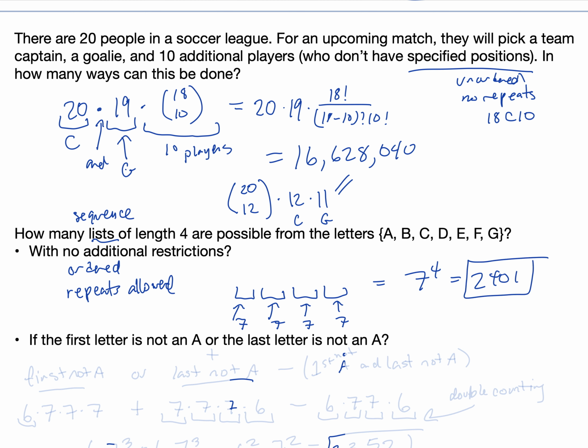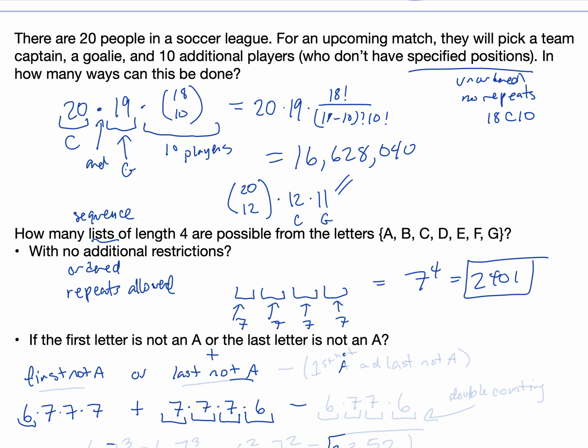What if we have the restriction that the first letter is not an A or the last letter is not an A? So "or" should automatically make you think of the addition principle. So we want to figure out how many are there where the first is not an A or the last is not an A. So the number where the first is not an A: this is a list, and if the first letter is not an A, we have 6 choices for this first letter and 7 choices for each of the remaining letters. Or, so plus, the last letter is not an A, then we have 7 choices for the first letter and 7 for the second and 7 for the third and 6 for the last.